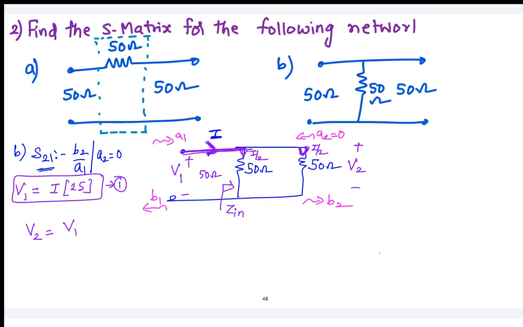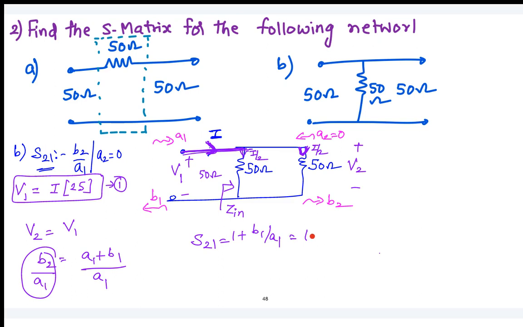So when your V2 is equal to V1, what is the V2 total value? B2. And what about V1? A1 plus B1. Now you divide both the equations by A1 in order to have S21. Then straight away we get this is equal to S21. Whatever you said was correct: 1 plus gamma. So your S21 is equal to 1 plus B1 by A1, which is equal to 1 plus S11 straight away, since B1 by A1 is equal to S11. So what is the value you are going to get? S21 is equal to 1 plus S11, with S11 equal to minus 1 by 3. So you are going to get 2 by 3 here.